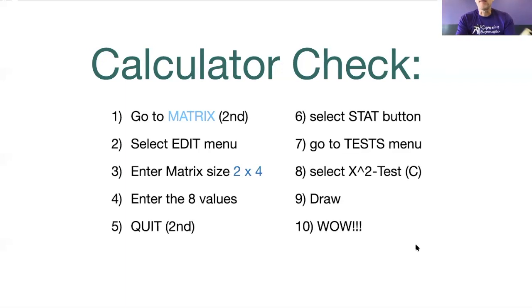Remember, the stat button is the one we use for all tests. After I press stat, go over to the tests menu and go down to the chi-square test. Not chi-square GOF, but the chi-square test. Should be C on most calculators. Your observed and expected should already have matrix A and matrix B in there. Just leave that alone. You don't have to put anything in for matrix B. The calculator does that automatically. That's your contributions.